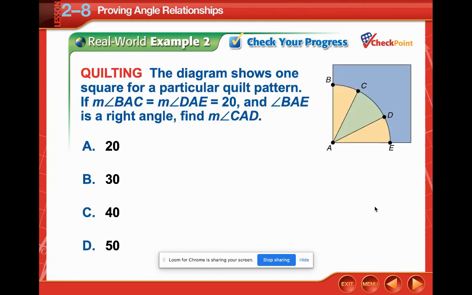Your turn. Quilting. The diagram shows one square of a particular quilt pattern. If the measure of BAC equals the measure of DAE and the measure of BAE is a right angle, find the measure of CAD. All right, let you guys take a quick second, see if you can solve this one on your own. I'm going to stop speaking for about 5 to 10 seconds. If you could pause it and try and solve it.